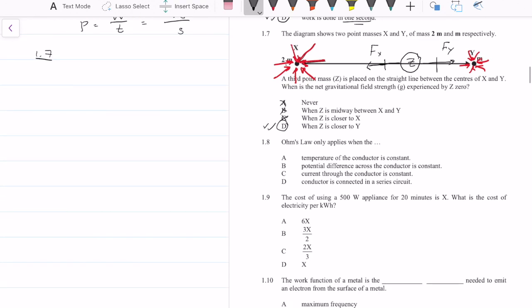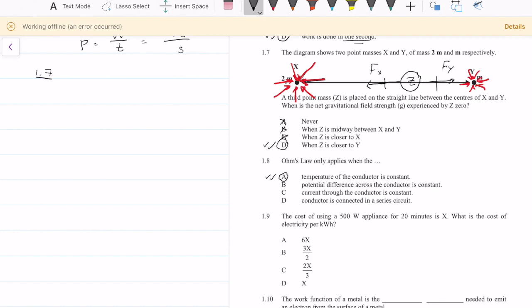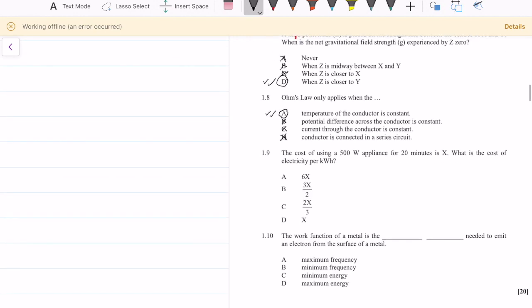Okay. Ohm's law only applies when the temperature of a conductor is constant. So this is just a definition. A potential difference across the conductor is constant. That's not true. The current through the conductor is constant. That's not true. The conductor is a series circuit. That's not true. It applies for parallel circuits also.